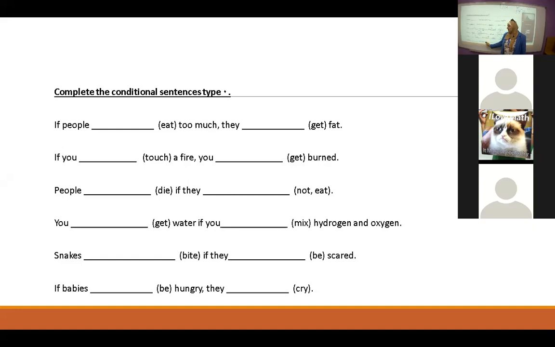If they are scared. If you want to make sure if the sentence is passive or the verb, it's not a verb, it's an adjective, just switch the sentence, change it into active voice, okay? Change it, the sentence would be like what? Snakes bite if we scare them. So if they are scared is a sentence with an adjective, not the passive voice. Okay, is it clear? Yes. To make sure, just switch the sentence.